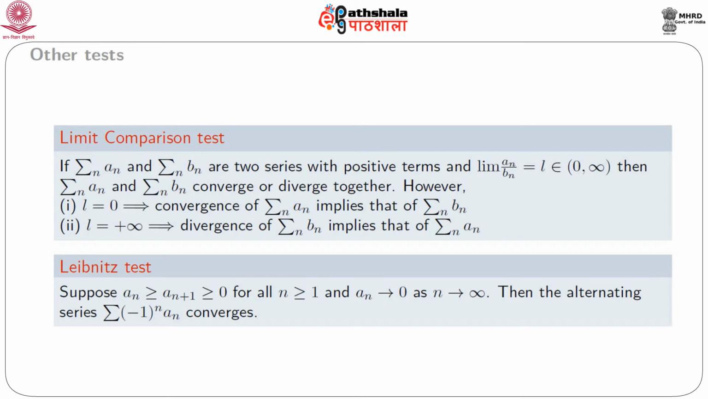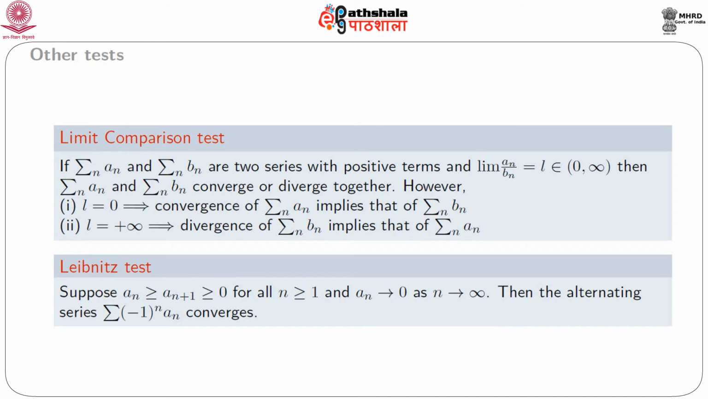So next we shall discuss some other tests. The first one is the limit comparison test. If summation a_n and summation b_n are two series with positive terms and limit of a_n by b_n equals L, and L is assumed to be positive and finite, then summation a_n and summation b_n converge or diverge together. However, if L equals 0, then convergence of summation b_n implies that of summation a_n. Again, if we assume that L is plus infinity, then divergence of summation b_n implies that of summation a_n.